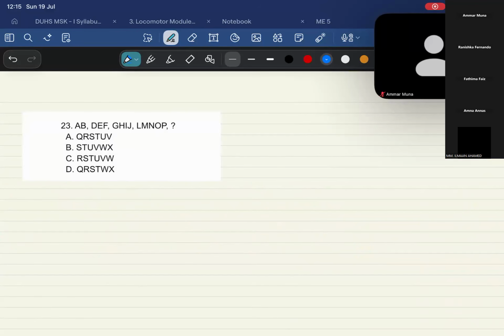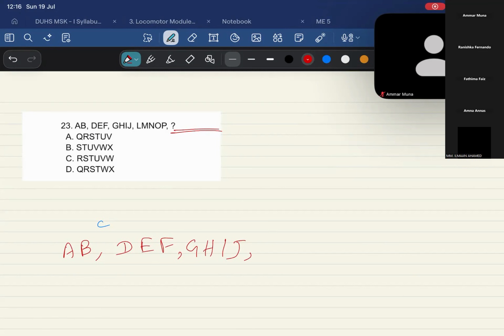So we have again an alphabet, and they're asking us to figure out which combination of letters would be the next element of this pattern. So we have A, B, D, E, F. You can see that they have skipped C, right? So there's no C here. And again, G, H, I, J. So A, B, C, D, E, F, G, H, I, J. We can see that they have not skipped any letter there.